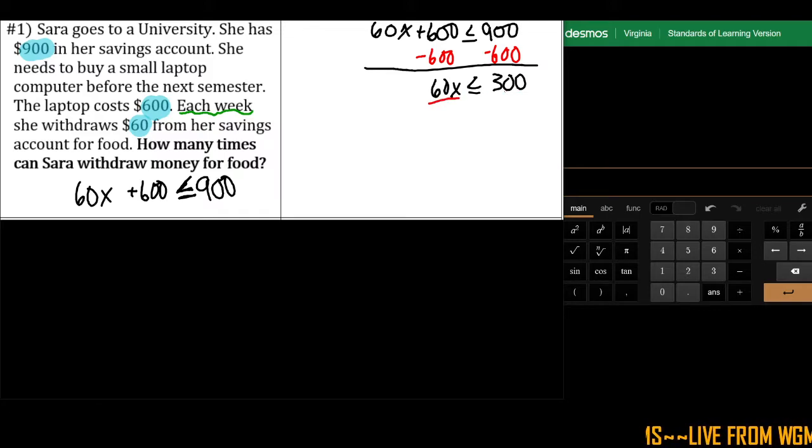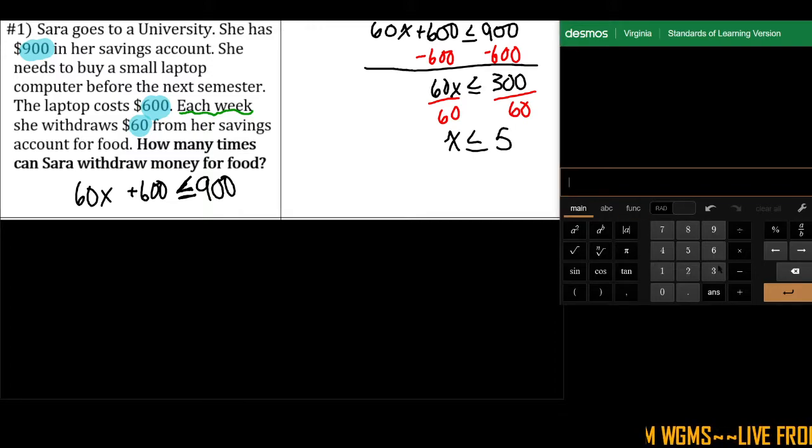And my last step, again, most of these are just going to be one or two steps, but you want to make sure you can set it up carefully. So I divide by the coefficient, and I'm going to say x is less than or equal to 5. I can always double check: 300 divided by 60 is equal to 5.